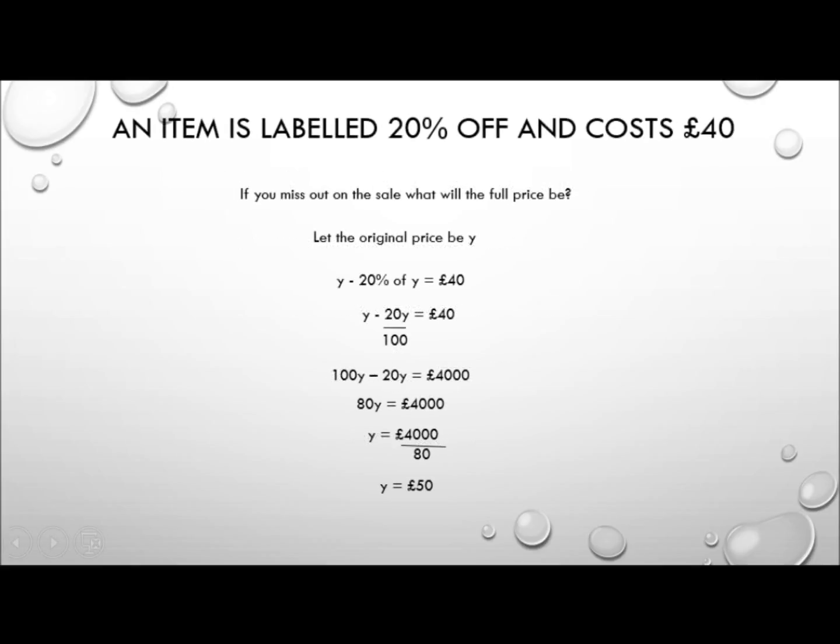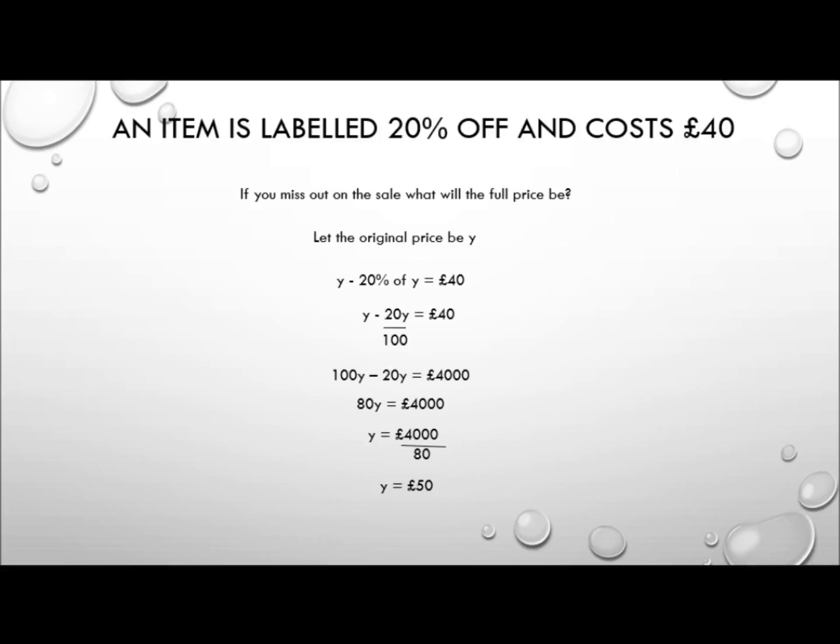Okay, so going the opposite way, an item is labelled 20% off and it costs £40, but the label doesn't tell you what the original price was. So if you miss out on the sale, what would the full price be? Well, we can use algebra and work it out that way. Let the original price be y. So y minus 20% of y is £40.